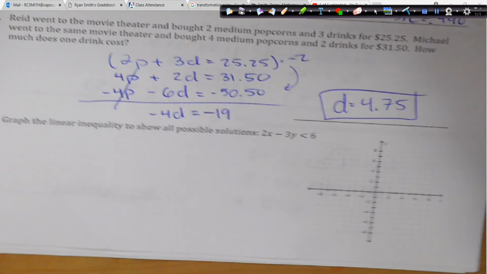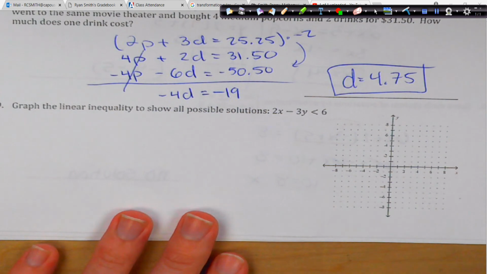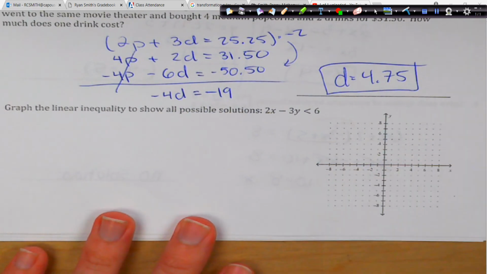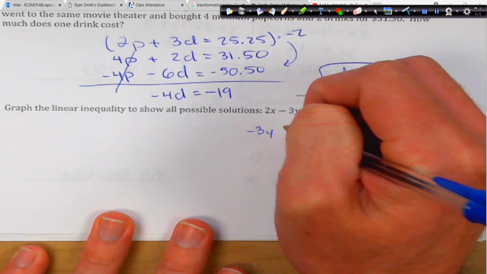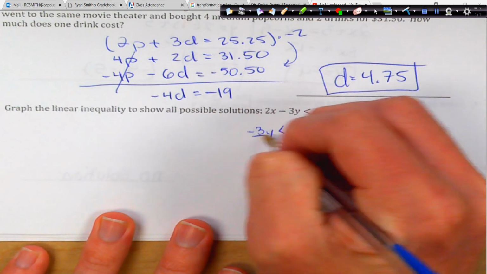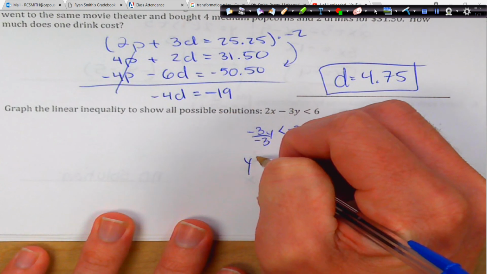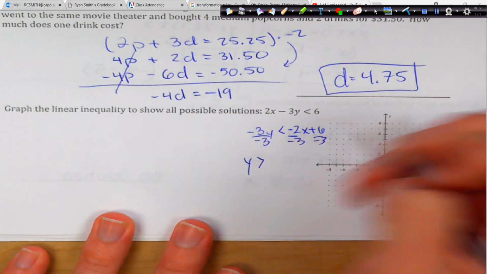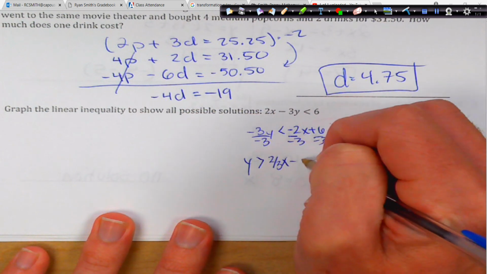Hopefully it's good. All right, graph the inequality. So first thing we want to do is set this into y equals mx plus b form if we can. So I'm going to subtract the 2x. So we get negative 3y is less than negative 2x plus 6. Then divide by negative 3. Whenever you divide by a negative, remember the inequality sign is going to flip. This becomes 2 over 3x, and this becomes a negative 2.